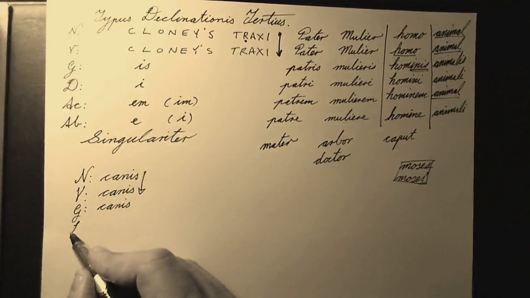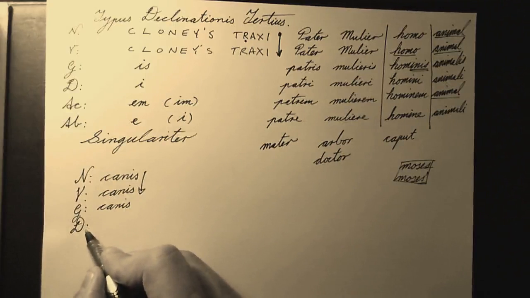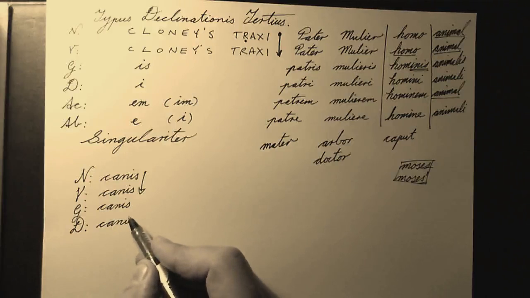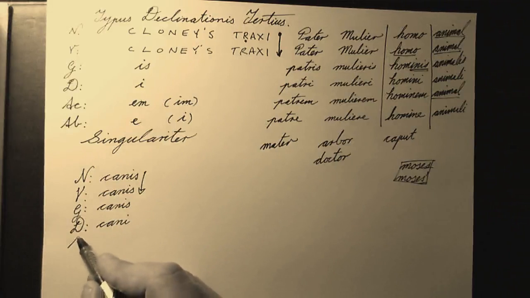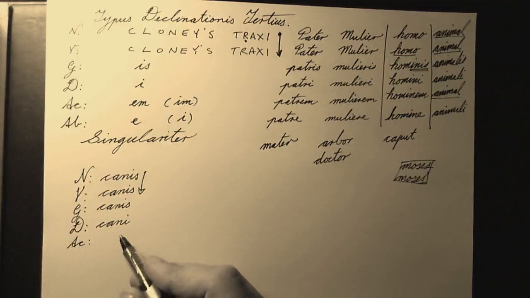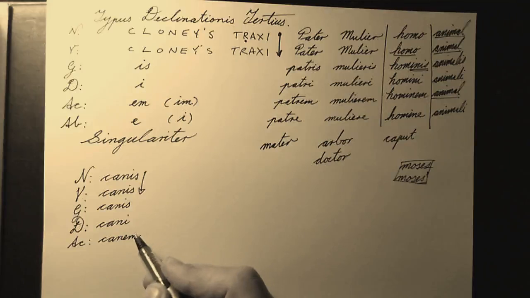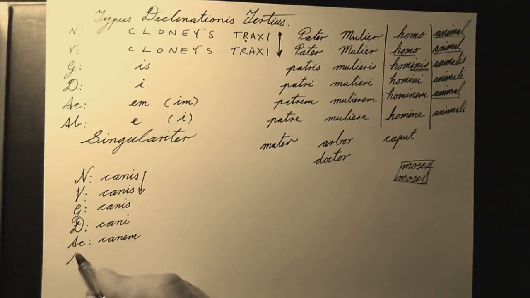Dative, right? Cani, to the dog. Accusative, canem. And the ablative, cane. With the dog. And there we have it for that one.